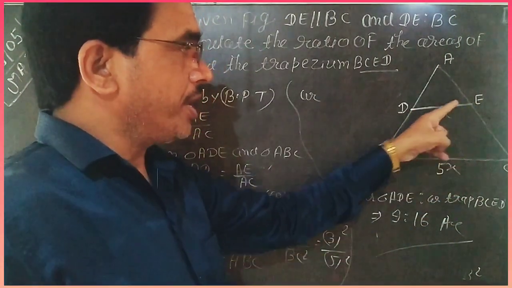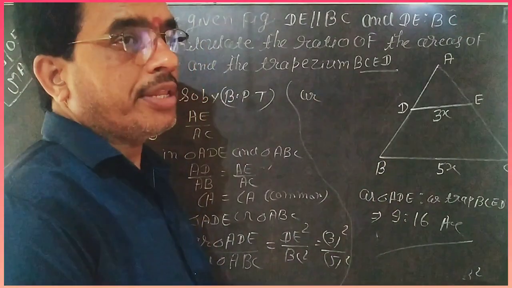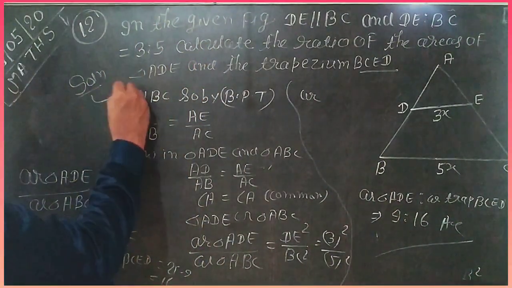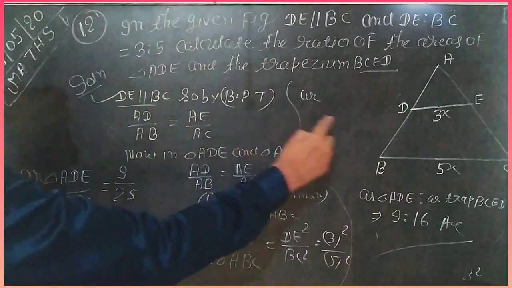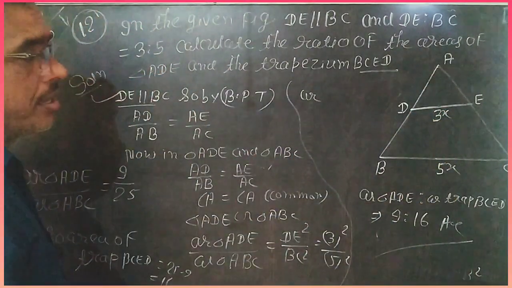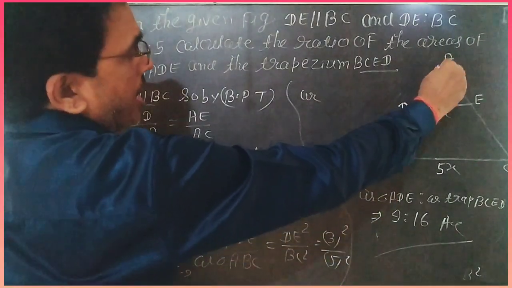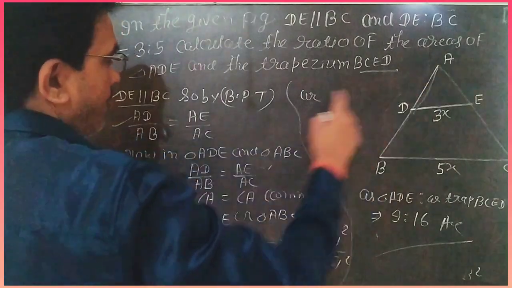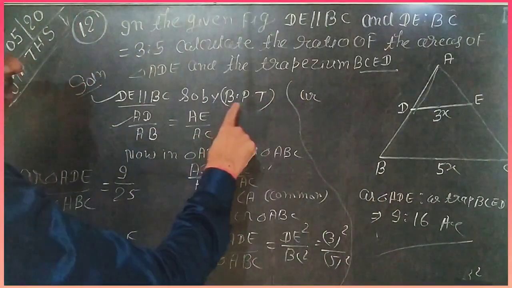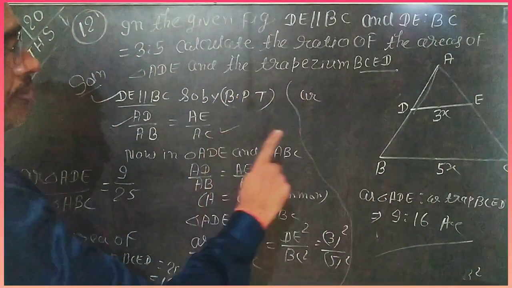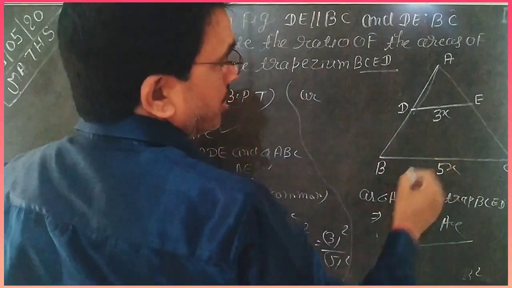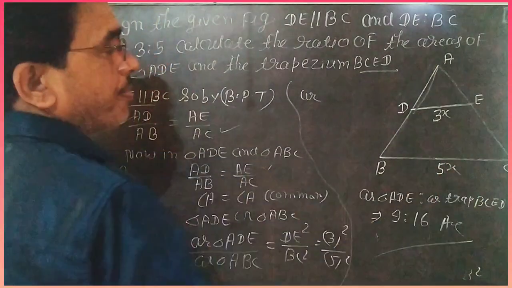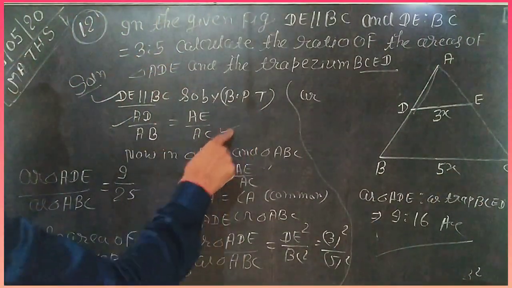So this quadrilateral is named a trapezium, and the short form of trapezium is the triangle symbol. First we write here that DE is parallel to BC, then by Thales theorem AD by AB is equal to AE by AC. Basic proportional theorem is another name of Thales theorem. When a line is parallel to one side of a triangle, it divides the other two sides in the same ratio. That is the basic proportional theorem.